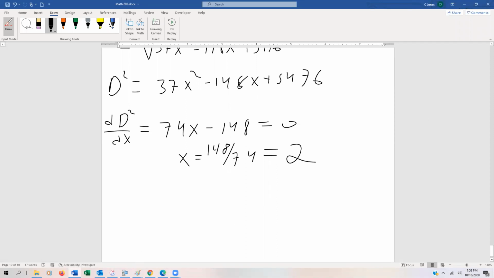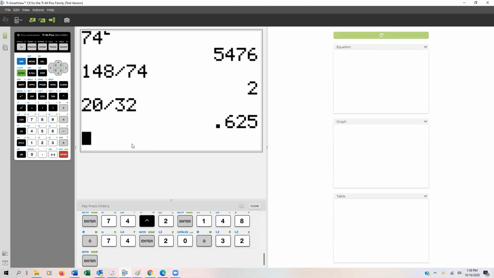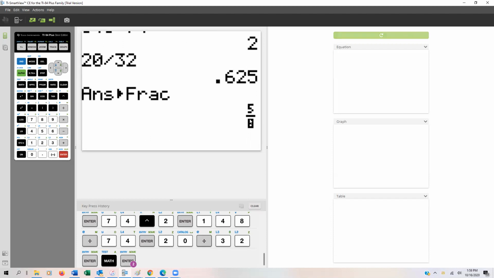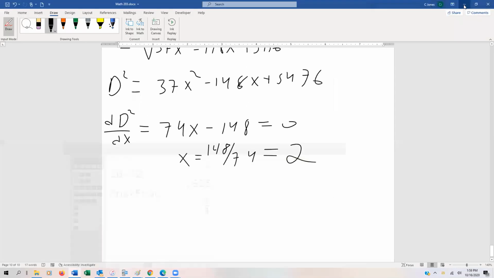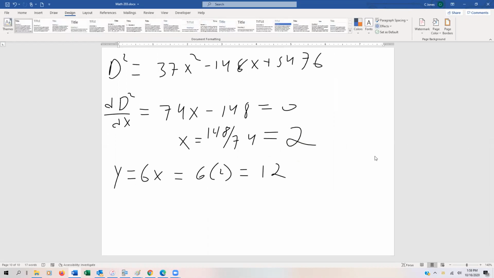By the way, you might remember that you can use the trick that if you end up with a fraction that's not in lowest terms, so let's just say for some reason we had 20 over 32, what you could do is hit math and then enter. You could put that into a fraction in lowest terms, which might be helpful when you're doing the MyMathLab stuff. So x is equal to 2. Remember that y is equal to 6x. And so y is going to be 12. So the point that we're looking at is going to be (2, 12). All right, so that's nice.